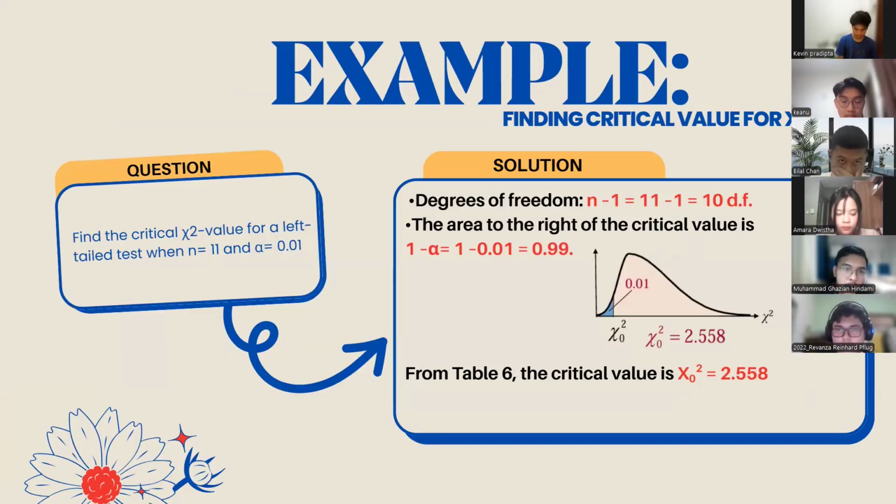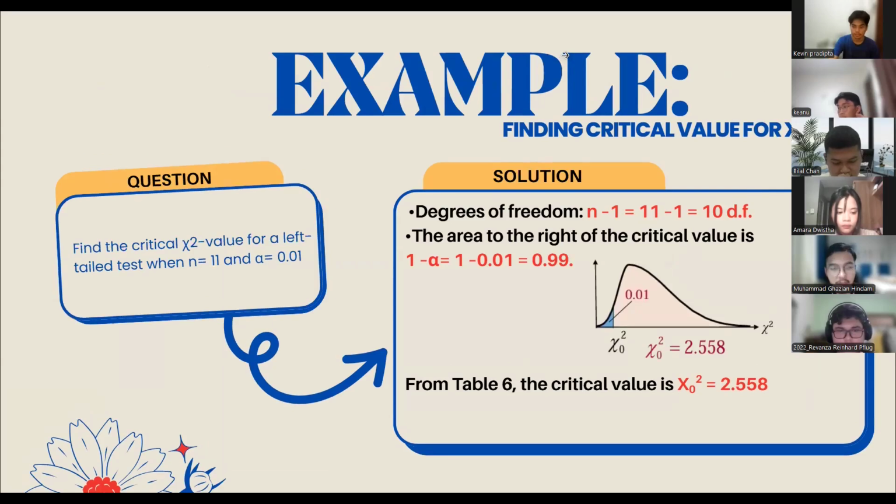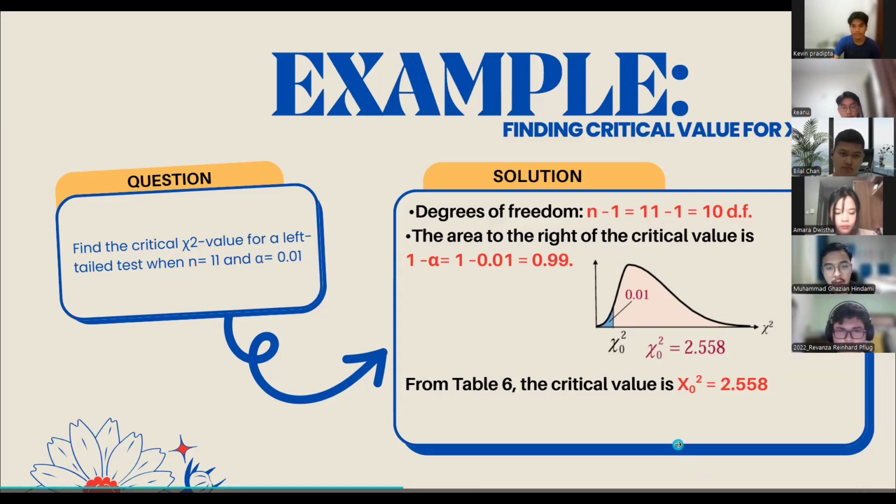Okay, so let's go on to the examples. The question is that we need to find the critical chi-squared value for a left-tailed test when the sample size is 11 and the alpha level of significance is 0.01. The solution is quite simple. First we determine the degrees of freedom, which is n minus 1, 11 minus 1, which is 10. Now we need to find the area to the right of the critical value, which is 1 minus alpha, or 0.99. As you can see from Table 6, the critical value for chi-squared is 2.558.